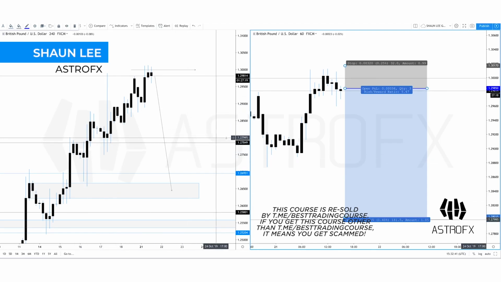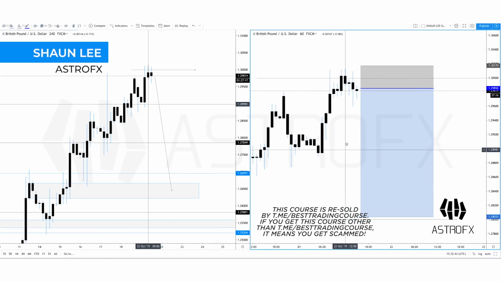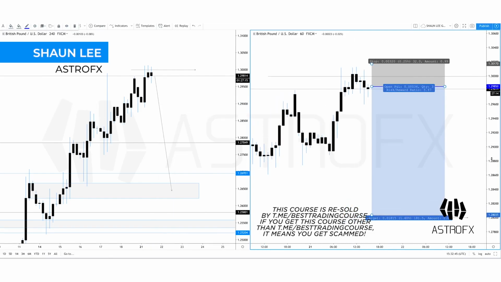So it's a good area of value, and it can give us confidence to hold this trade for maximum potential, sorry. So it's a 181 pip target from a 32 pip stop loss. So we're going to see how this one plays out in the next few days.